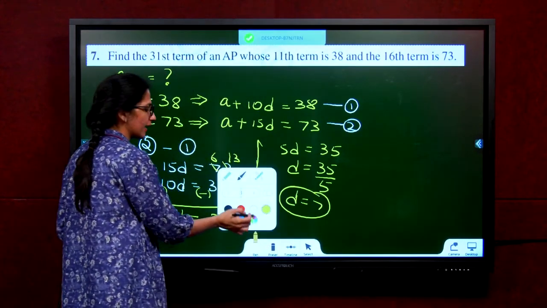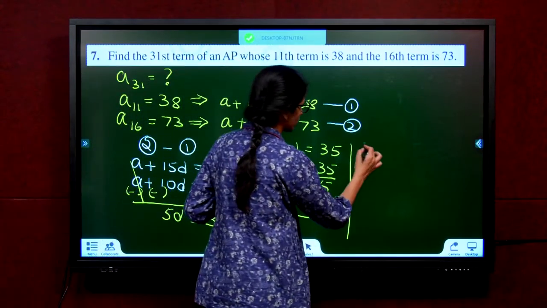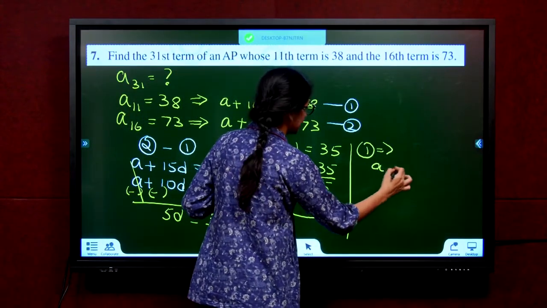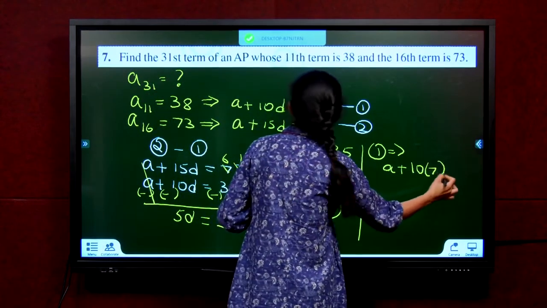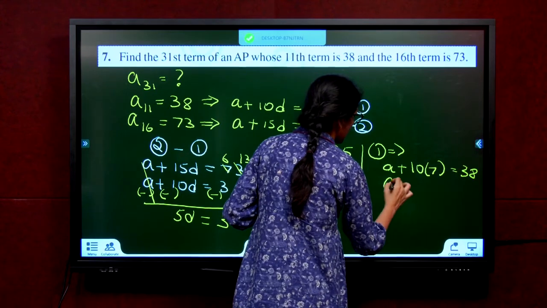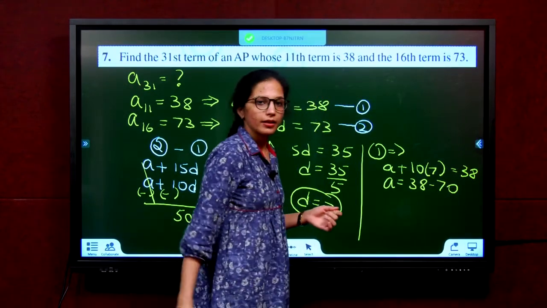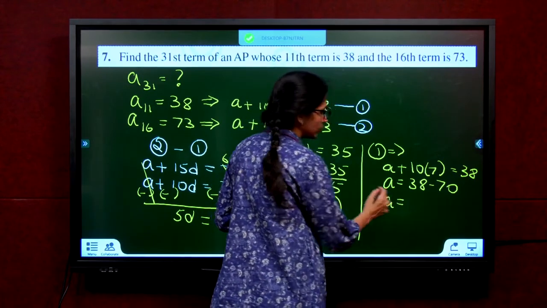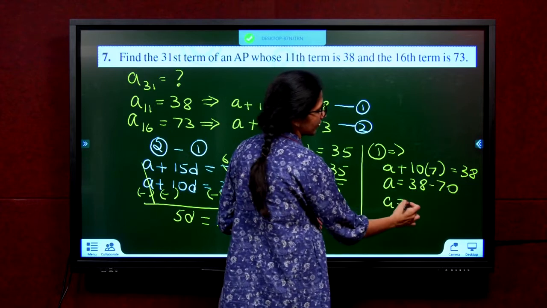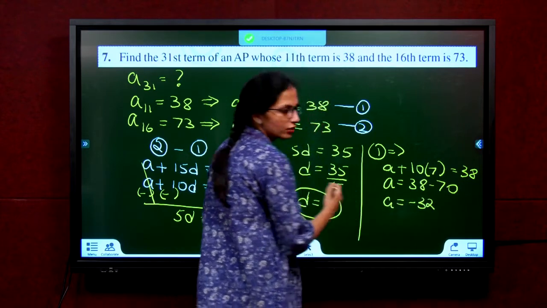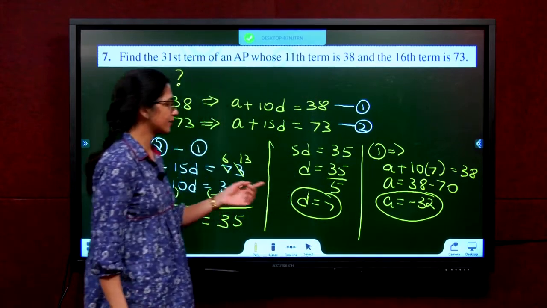Now I want A also. So use any one equation. We'll use equation 1. A plus 10D, so 10 into 7 is equal to 38. A is equal to 38 minus 70. A is equal to how much? How much is 38 minus 70? Minus 32. Please do the math. So you have A is minus 32, D is 7.